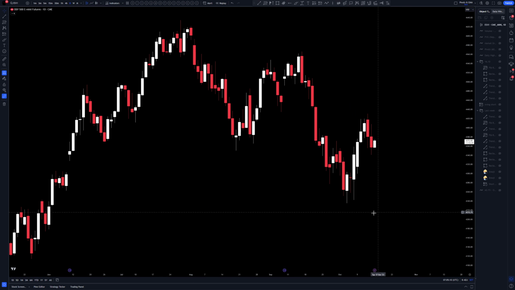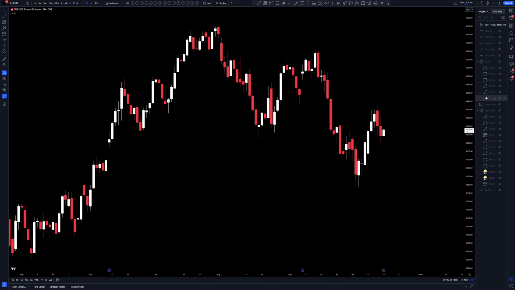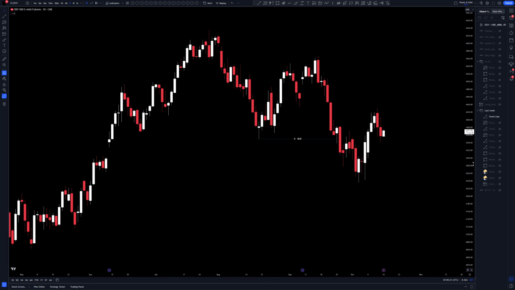Okay, so simple enough. Starting out on the daily, always do this. Start on the higher time frames. Understand the context of the market and the higher time frames. This will give you a higher degree of confidence and overall better hit rate.